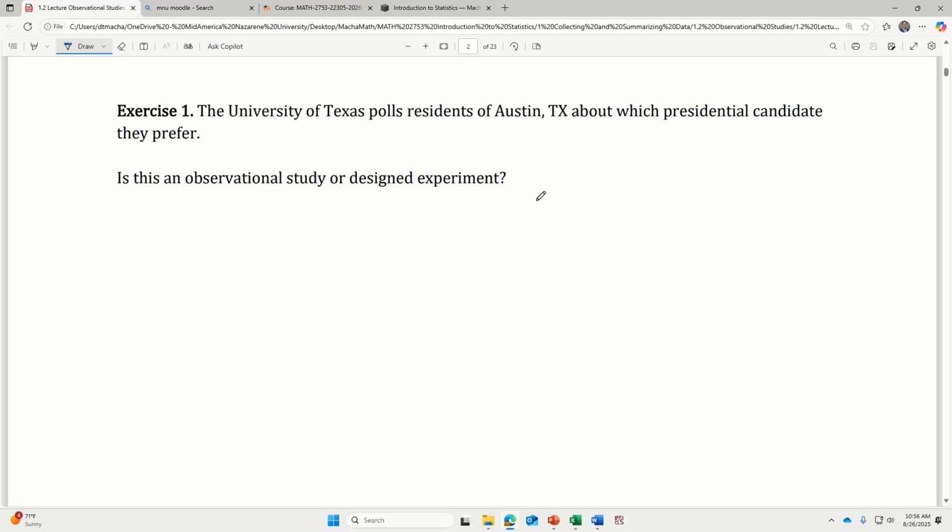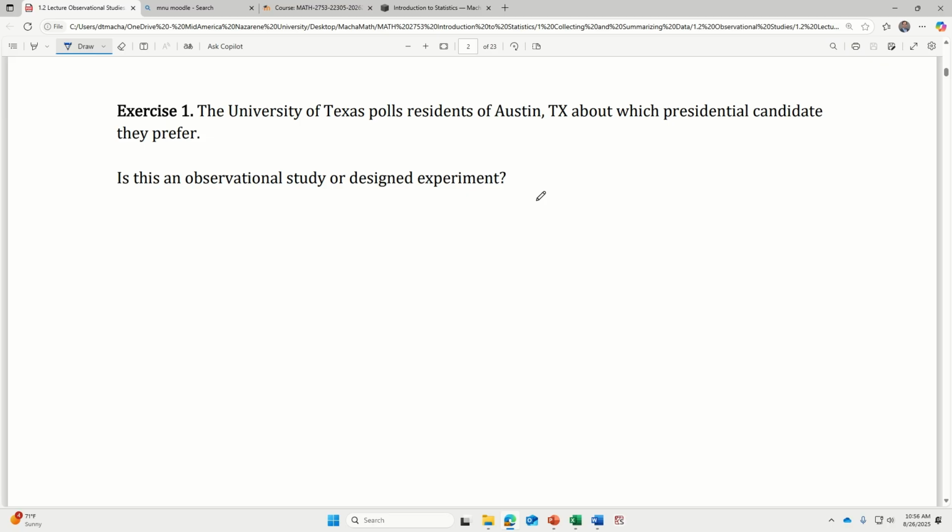So, if the University of Texas was going to poll all the residents of Austin, Texas, and ask them which presidential candidate they prefer, this happens every election cycle. They try to come up with polls that are going to predict the election results. Would you say this is an observational study or a designed experiment?